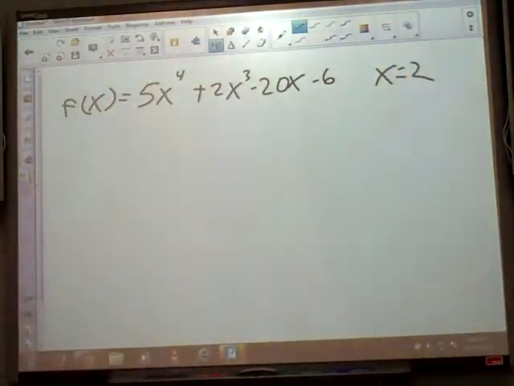Okay, I want you to do the same thing we just did and try to solve that for x equals 2. In your upside down box, this one will have a 0 in the x squared spot, right? So you're going to have 5, 2, 0, negative 20, negative 6. Try that, see what f of 2 would equal.